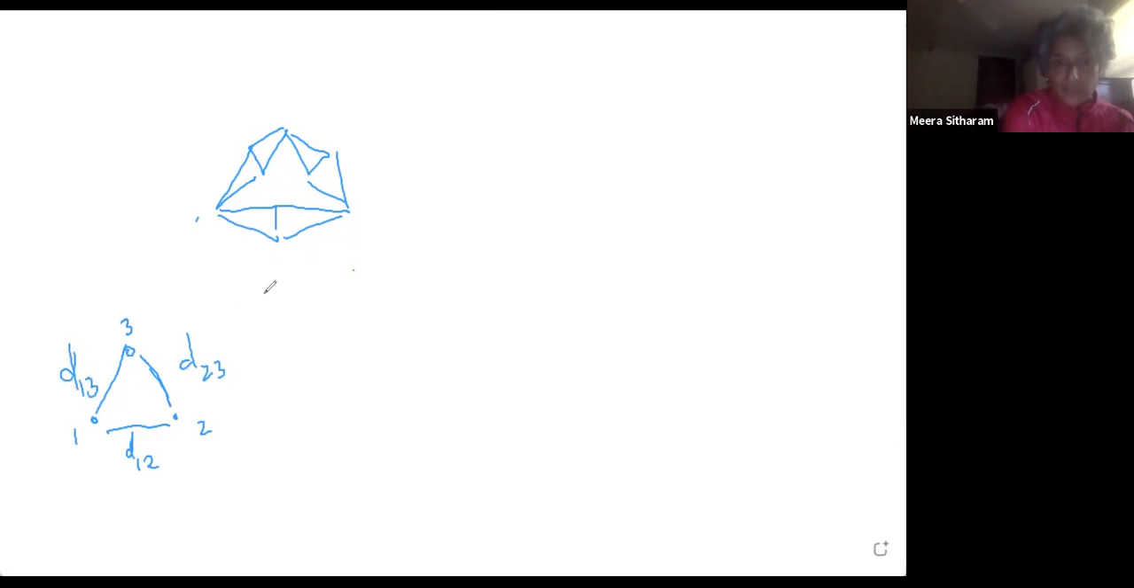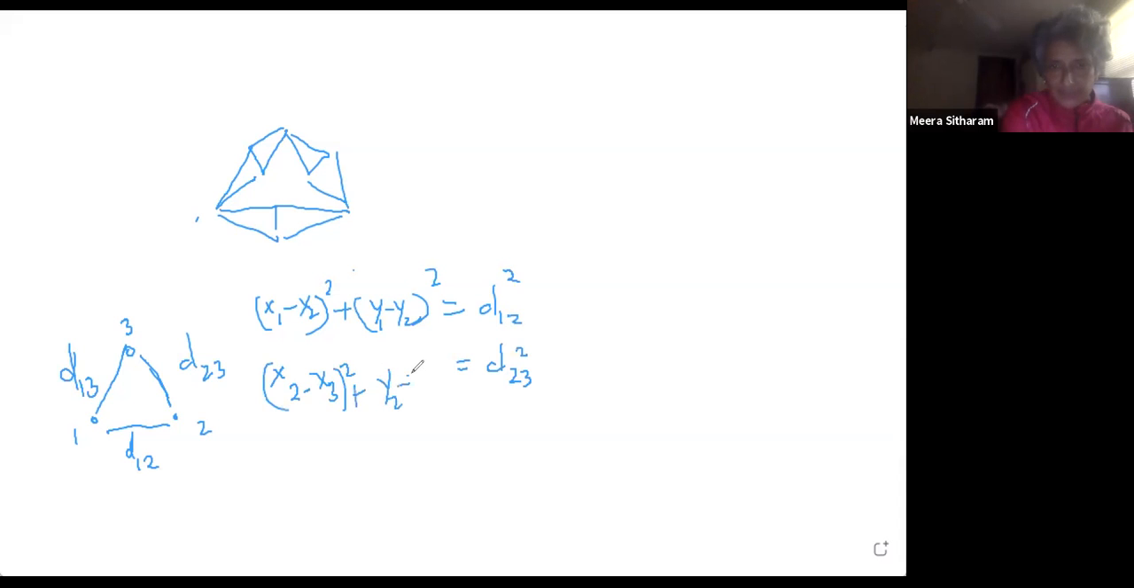The starting polynomial system looks like (x1 - x2)^2 + (y1 - y2)^2 = d12^2. I've always debated whether d12 should already be a squared distance or whether we keep it like this. Let's just keep it like this, because people are more used to looking at distances instead of squared distances, and there tends to be confusion because of that. So we'll stick to this. (x2 - x3)^2 + (y2 - y3)^2 is d23 squared, and this one is d13 squared, where we've got (x1 - x3)^2 + (y1 - y3)^2.